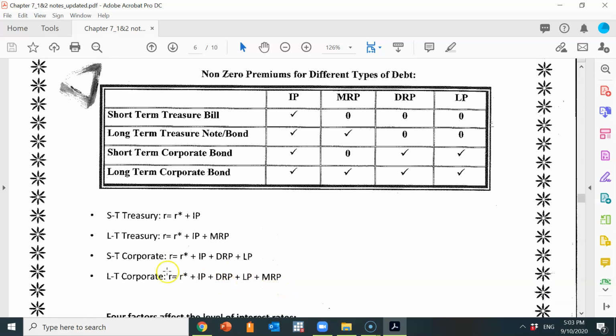Okay, you will see this last comprehensive formula on the formula sheet in the exams, but you need to know that when it's a treasury bond, you don't have to use DRP or LP anymore. When it's a short-term bond, you don't have to worry about MRP anymore.